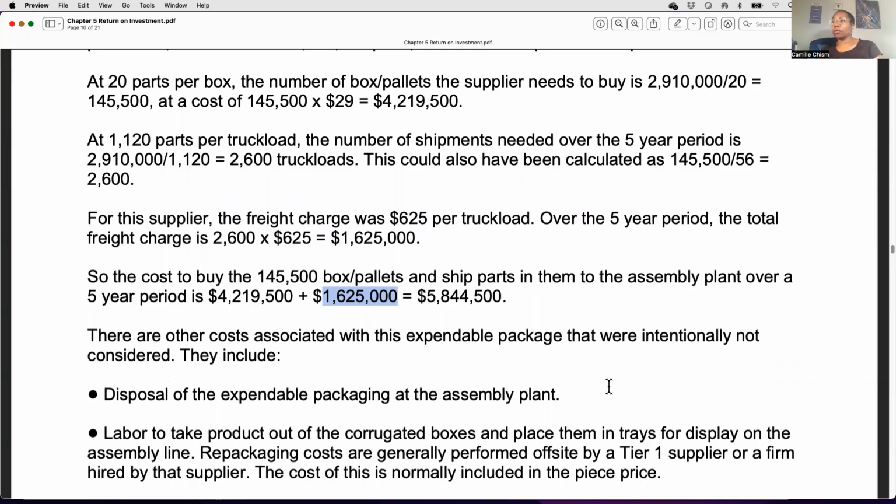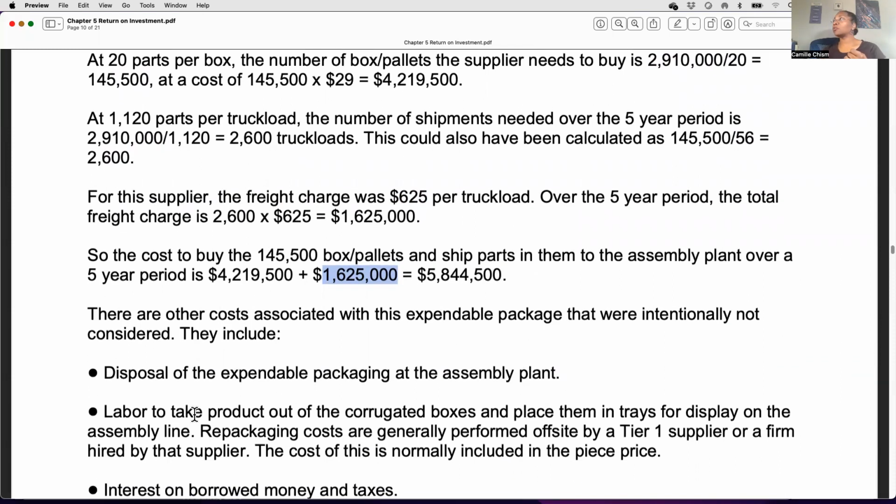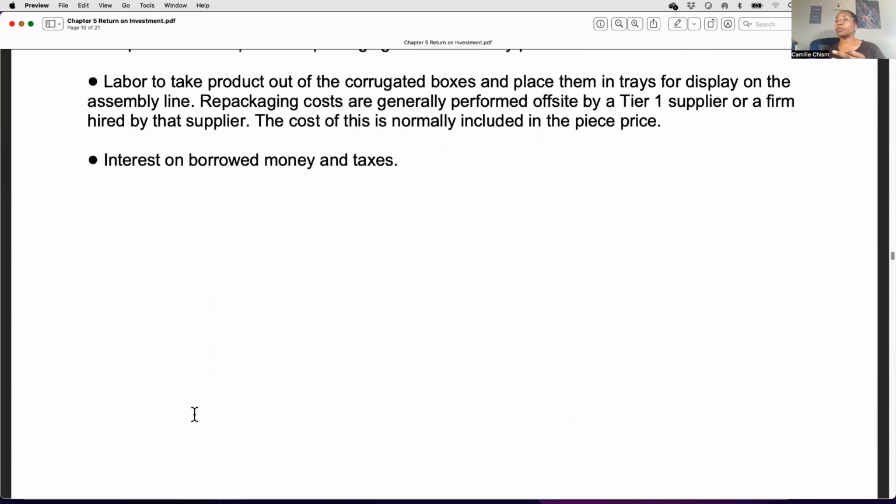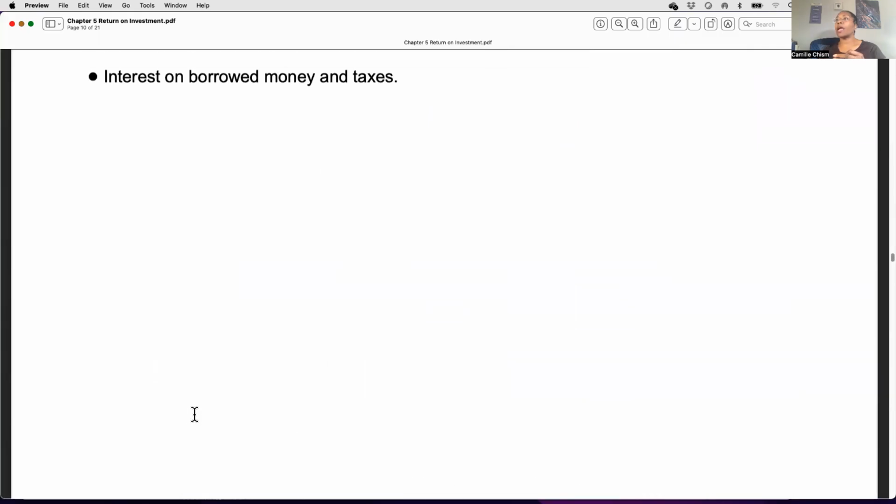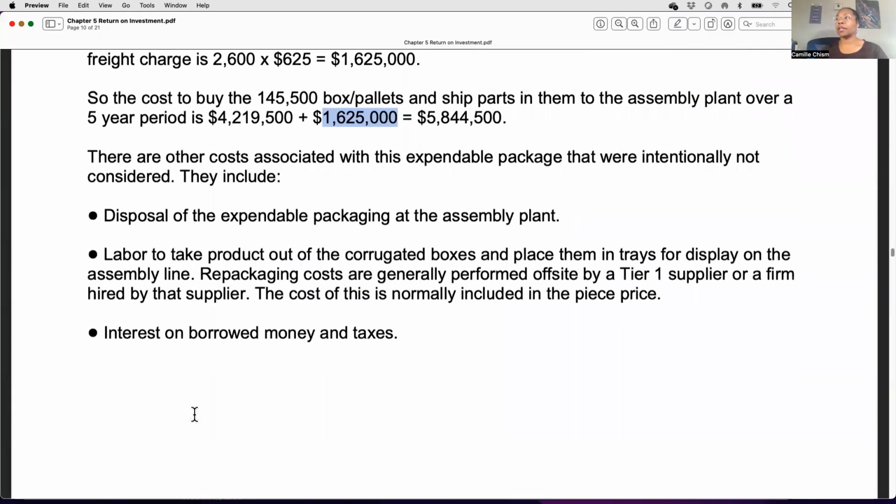Then also you have what else? Things like disposal, labor, interest, those sorts of things. So I'm going to stop here because it looks like we're out of time.